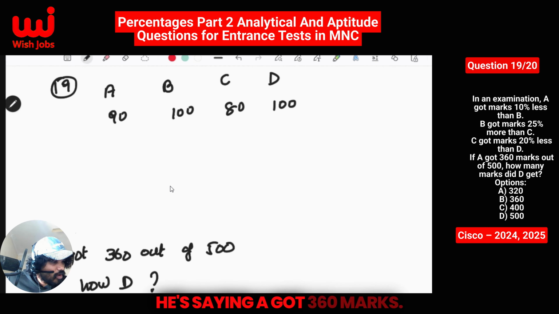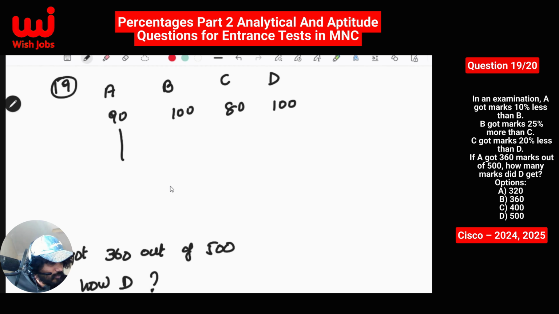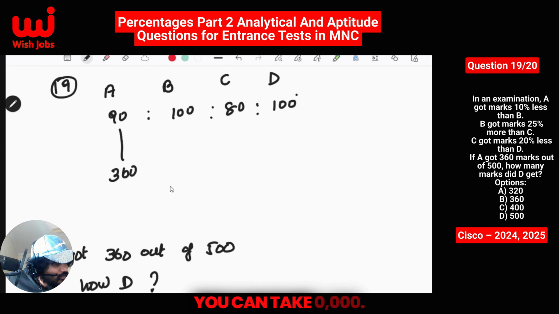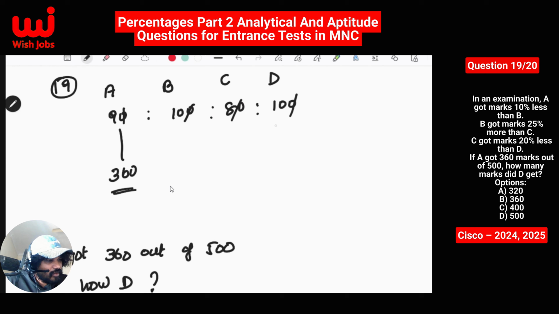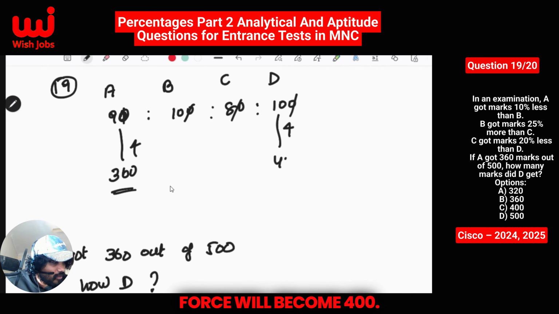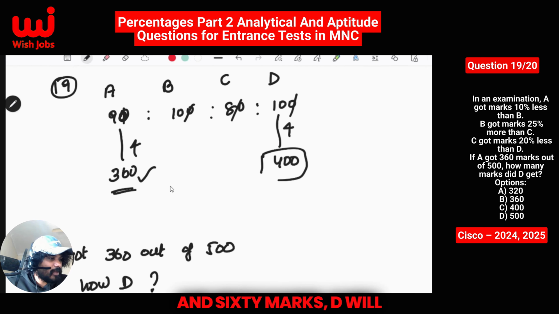He's saying A got 360 marks because these are all in ratios. You can take 0, 0, 0, 0, or you can leave 0 also, not an issue. If A is getting 360 marks, how much does D get? If 90 is there, 9 4s are 360. Then how much will 10 4s become? 400. If he is getting 360 marks, D will be getting 400 marks.